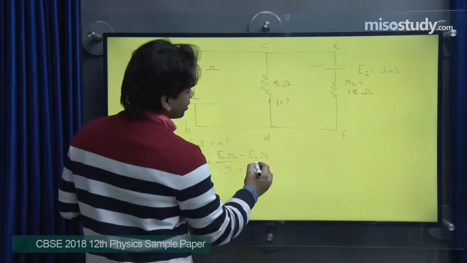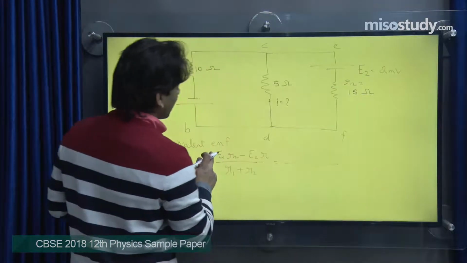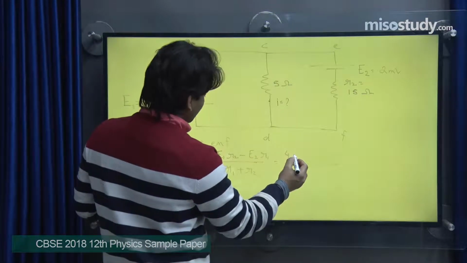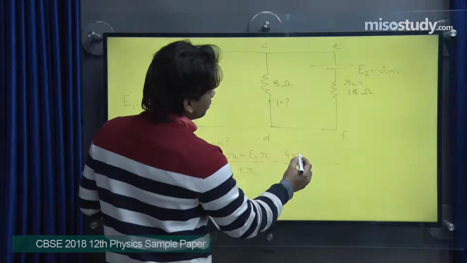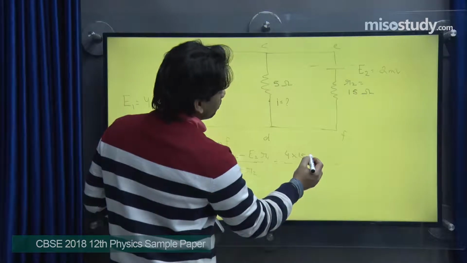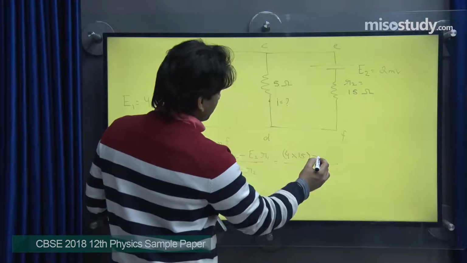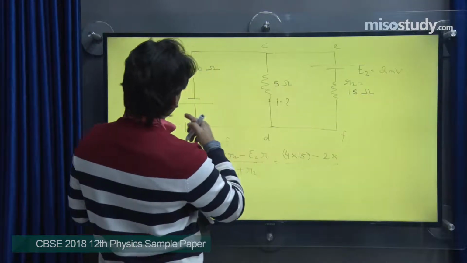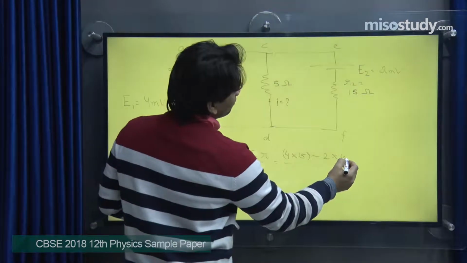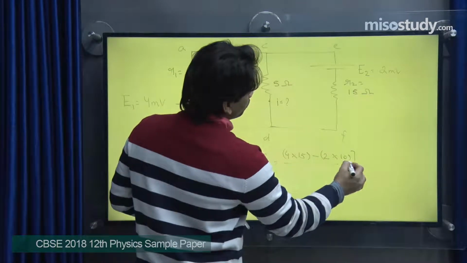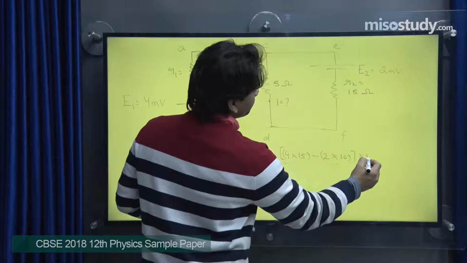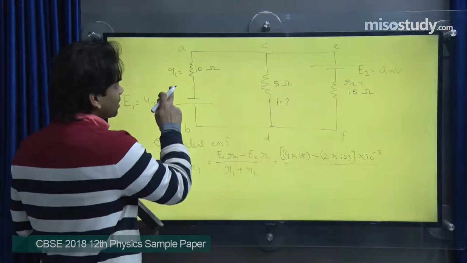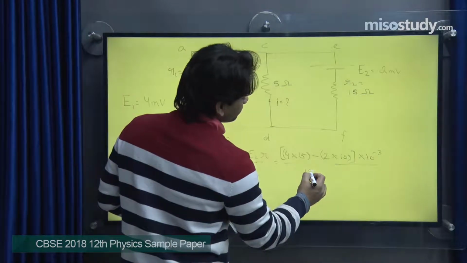So this will be how much? Substitute the value of E1. E1 is 4 millivolts, so 4 into 10 to the power minus 3, multiplied by R2, that is 15, minus E2 R1. E2 is how much? 2, multiplied by R1, that will come out to be 10 into 10 to the power minus 3, divided by R1 plus R2, that is 10 plus 15.